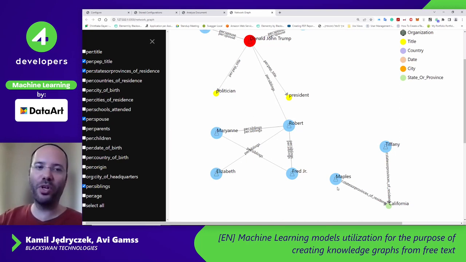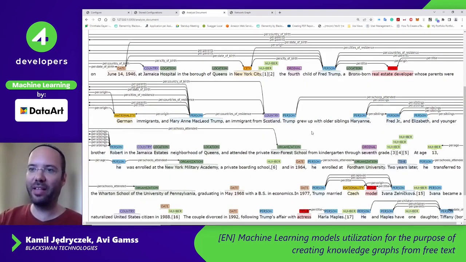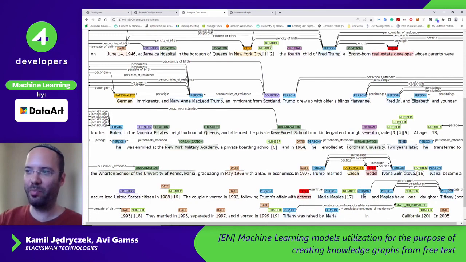In this case, of course, you can see the model is a work in progress. It would have been nice to see Maples directly connected as a spouse to Donald Trump, but the system has extracted the fact that he and Maples have one daughter, Tiffany. So here's another example of what Kamil mentioned, a co-reference: he, meaning Donald Trump, and Maples have one daughter, Tiffany.